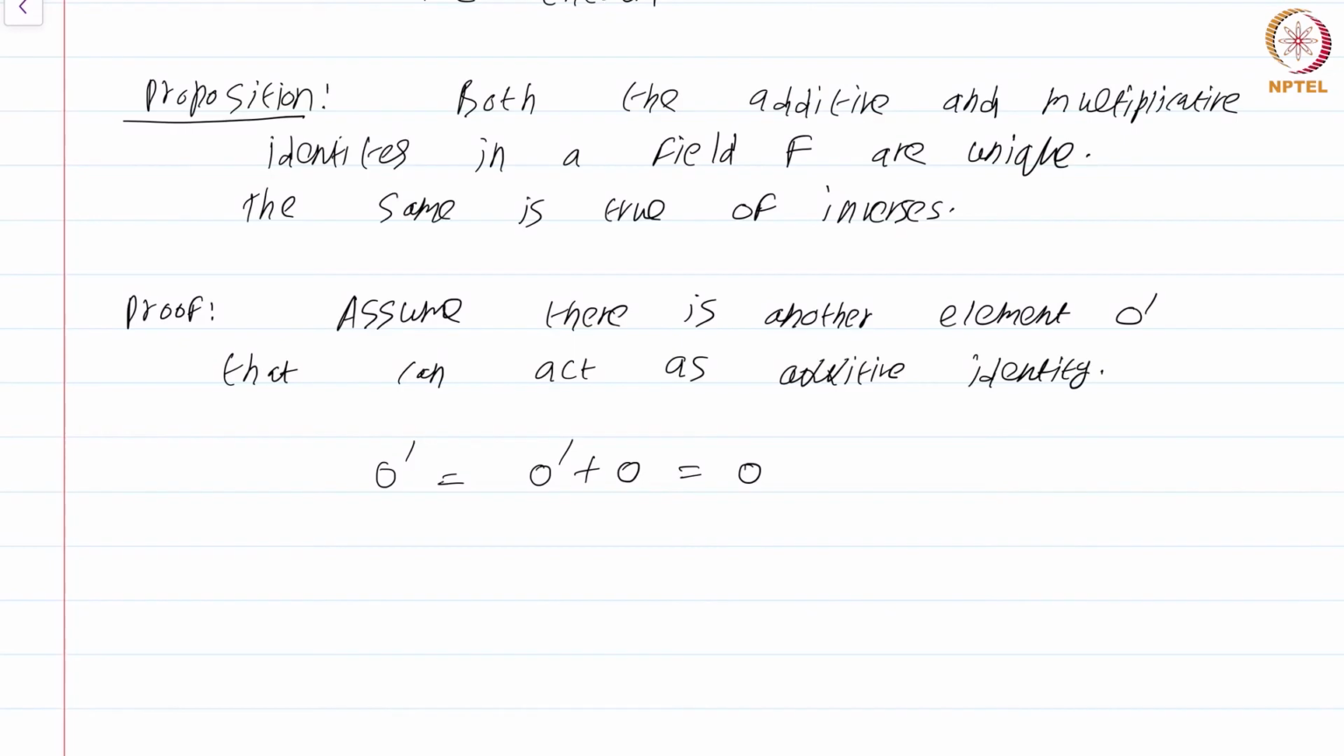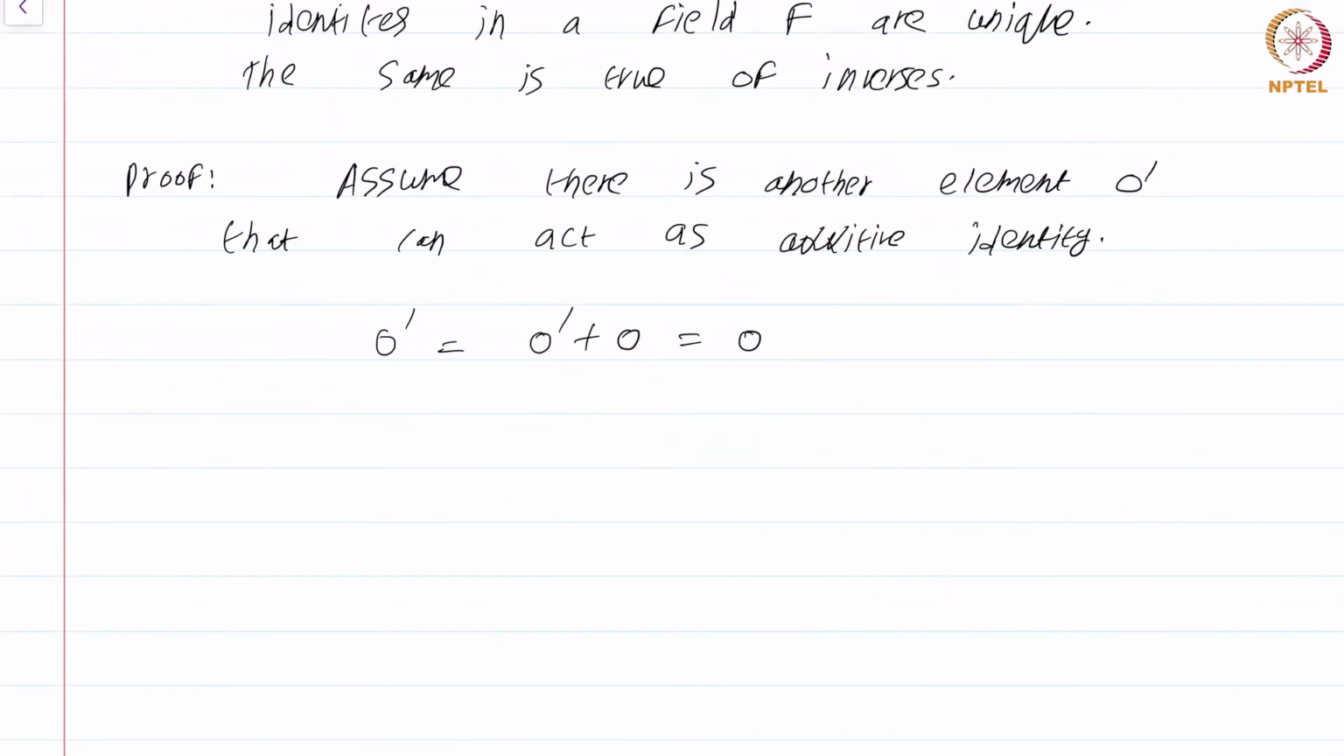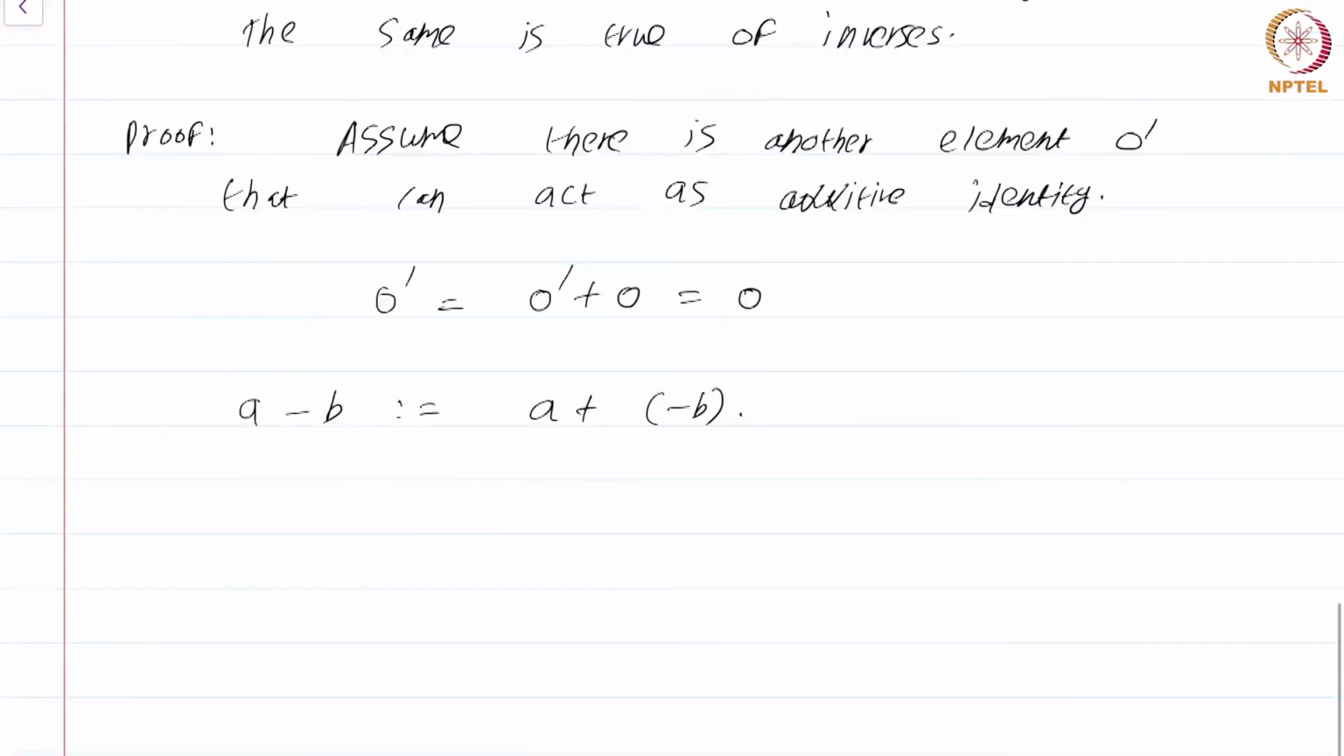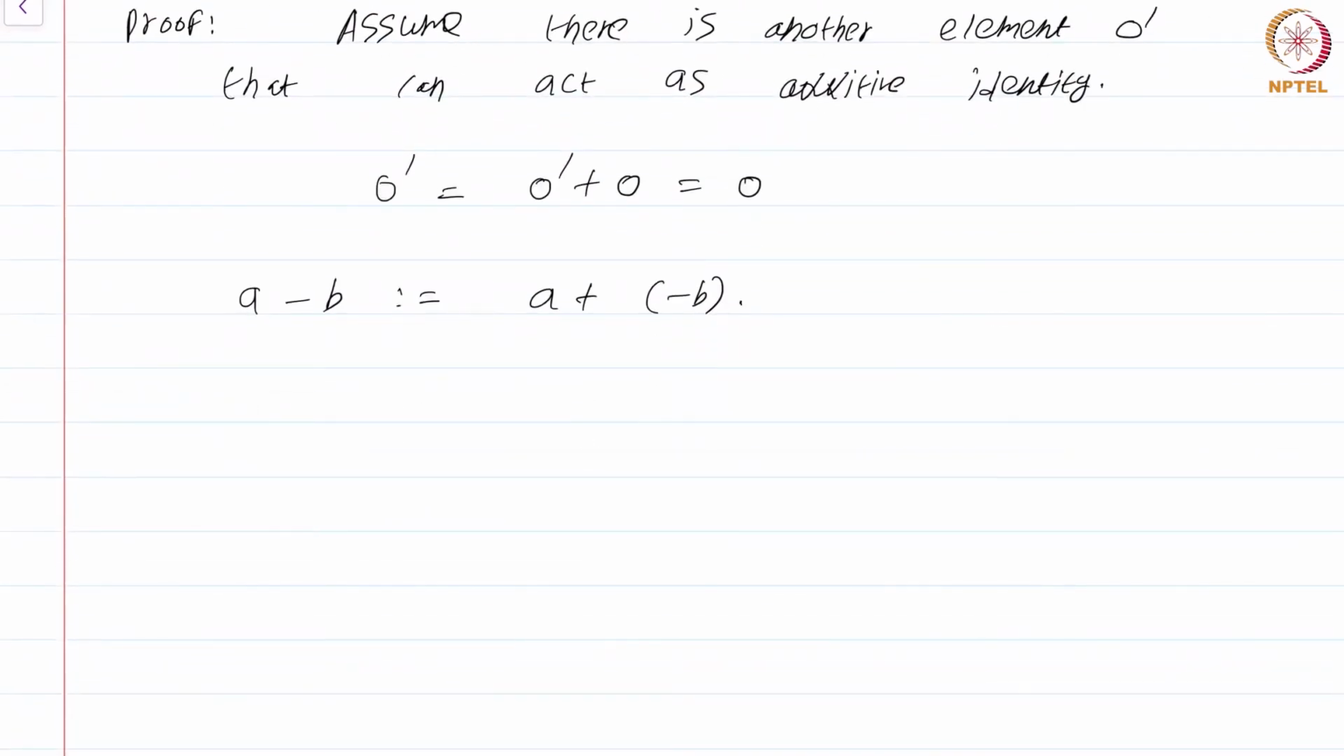Now the exact same argument works for multiplicative identities. Same, ditto. I leave also the proof of uniqueness of inverses as an exercise. Henceforth, we will also use the notation a minus b for a plus minus b. Let me just prove one more thing regarding fields. Proposition.